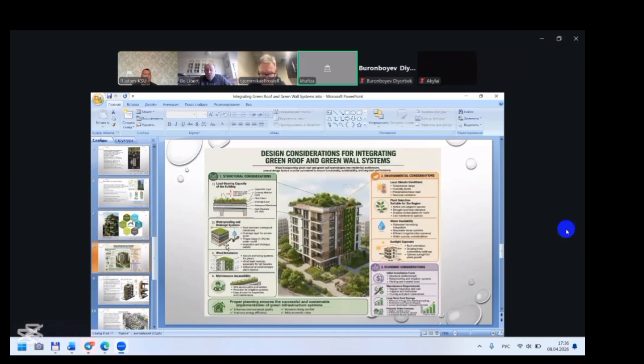The next slide is design considerations for integrating green roof and green wall systems. It shows a structure of considerations, like structural considerations, environmental considerations, and also economic considerations.